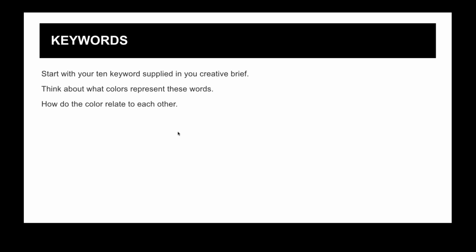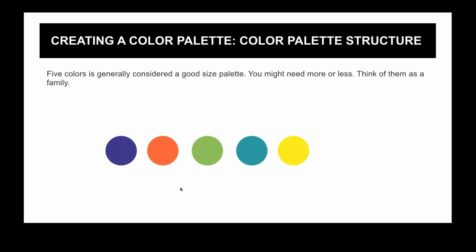Start with your 10 keywords. If you have keywords like bold, strong, powerful, and all this, and you have a palette that looks pastel, like Easter bunnies and stuff, then maybe you're off kilter a little bit. Consider that, and vice versa. And then think about how the colors relate to each other.